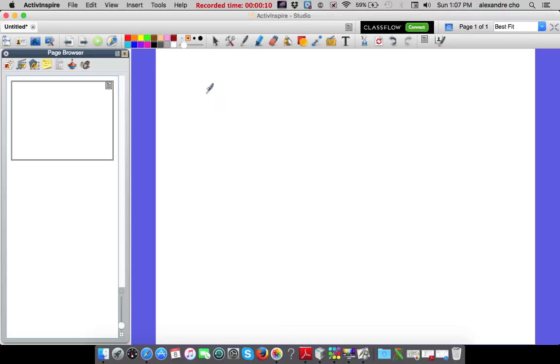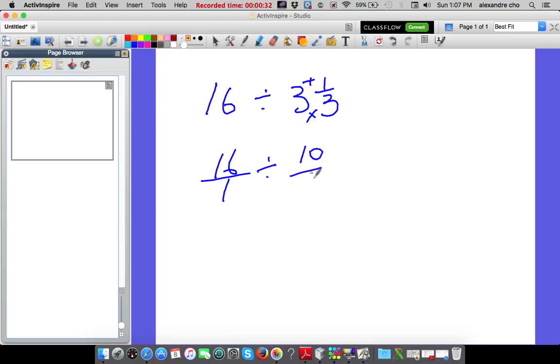Here. So we have 16 yards, and she's dividing into pieces of 3 and 1/3. Okay, so put this as a whole number as a fraction. This becomes an improper fraction: 3 times 3 is 9, plus 1 is 10 over 3. Let's find an LCM, which is 3. That's already a 3, no worries. Times 3 here. So 16 times 3, that's 48. So if you write that as a fraction, it's 48 over 10.